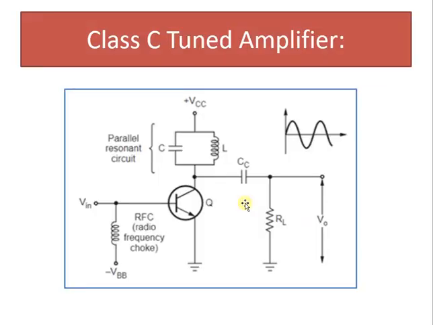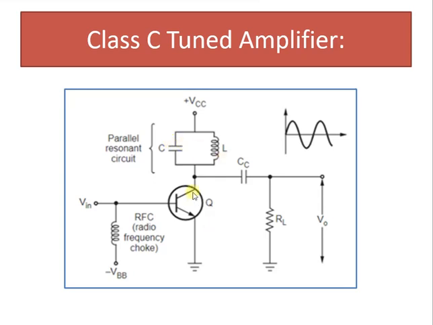So in this tutorial, we will mainly focus on the Class C tuned amplifier. In the Class C amplifier, we have a resonating circuit, that is this particular circuit, which is used as a load, and most of the Class C amplifiers are called tuned amplifiers. Here we make use of a parallel resonating circuit, which will act like a load impedance.